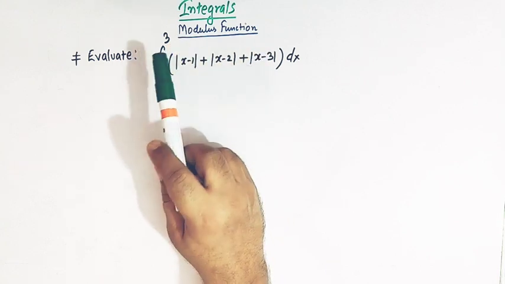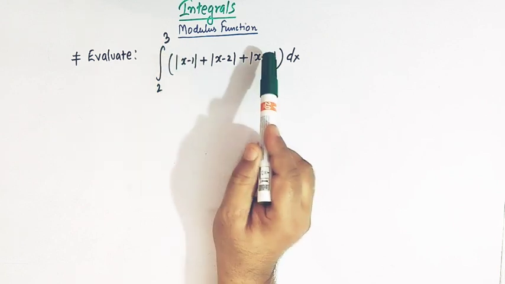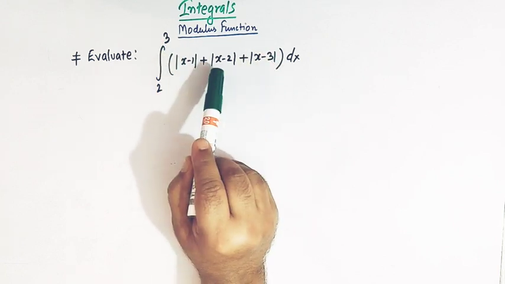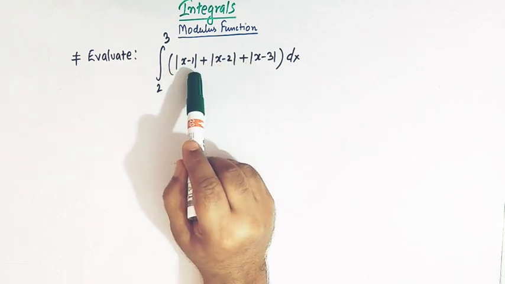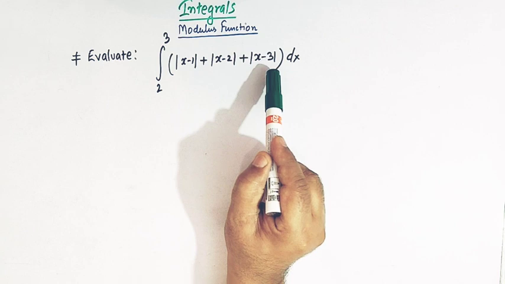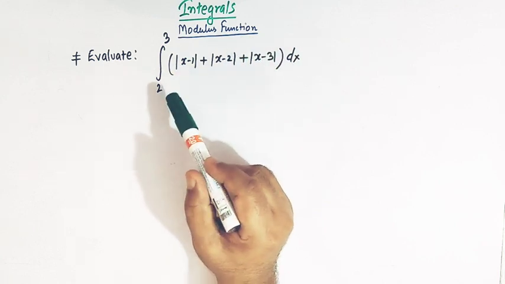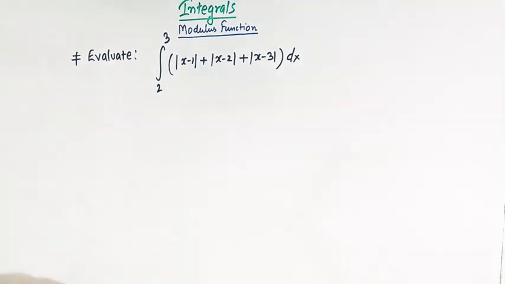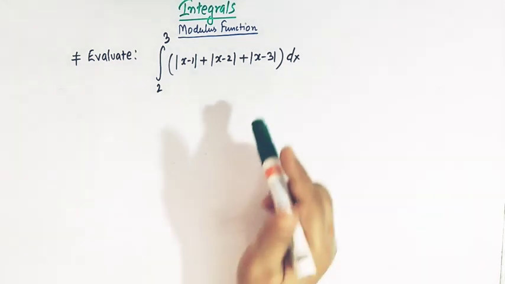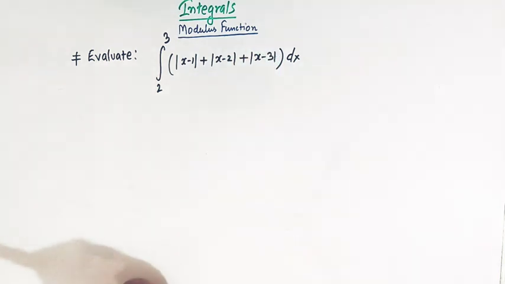So here we have to find the integral from 2 to 3, and the integrand is the sum of three functions: mod of x minus 1, mod of x minus 2, and mod of x minus 3, right? So here I will show how easily, by making use of the definition of mod function, we can first simplify this function, and then we can readily get the desired answer, right? So let us start.